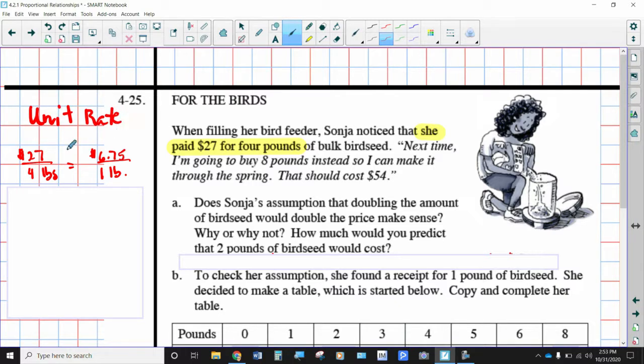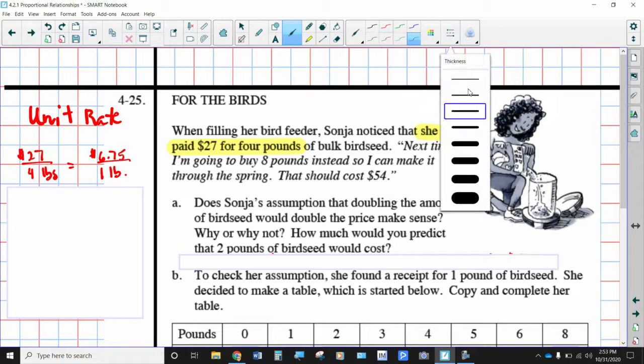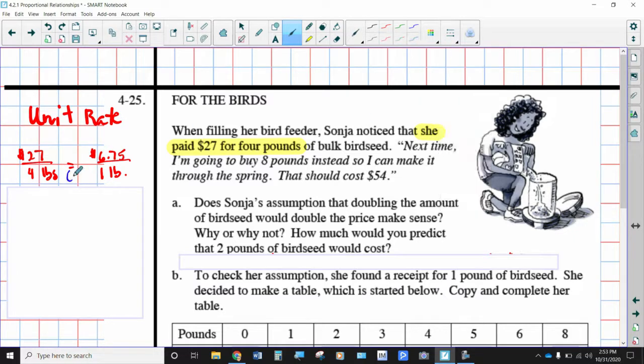It's based on the idea that these 2 fractions are equivalent to each other. And if you want to buy 1 pound instead of 4 pounds, you would take 4 and divide it by 4, and that would give you the 1, correct? So if we divide this number by 4, you get 1. So we'll have to do the same thing here, divide the 27 by 4. And when we do that, you get $6.75. That would be what we would call the unit rate for this particular situation.